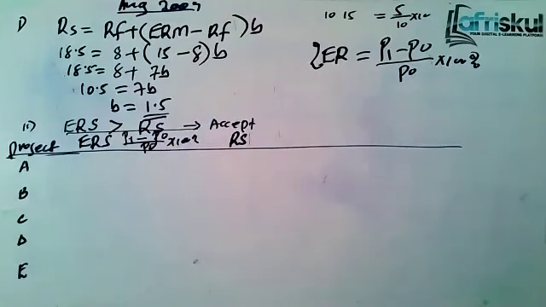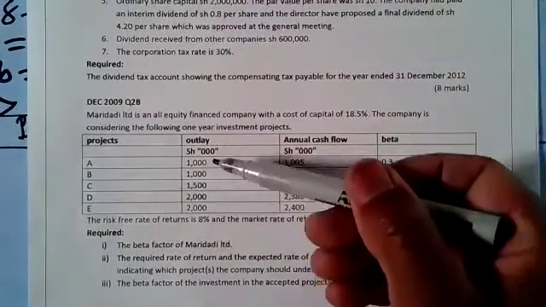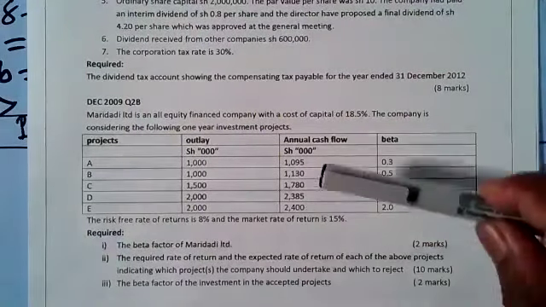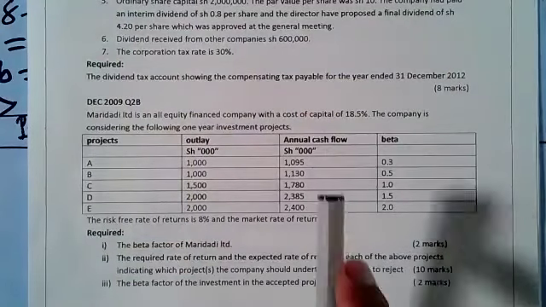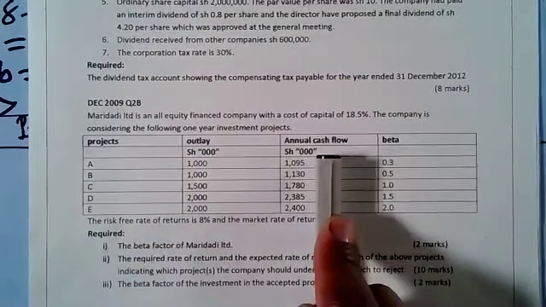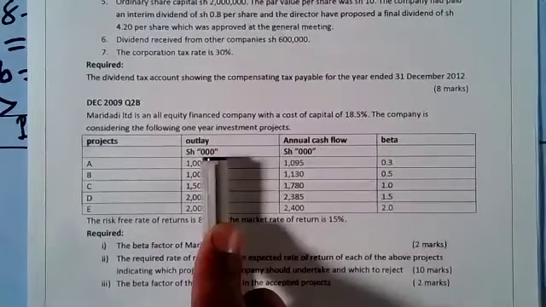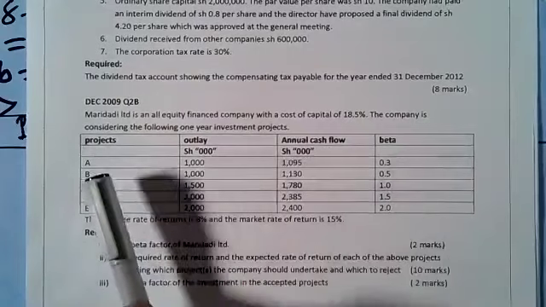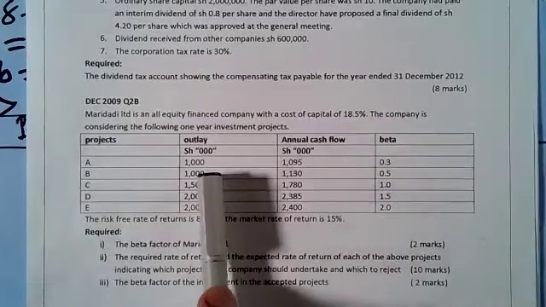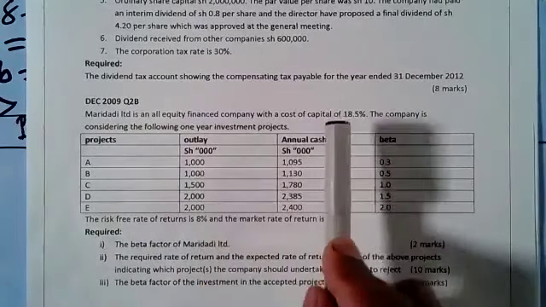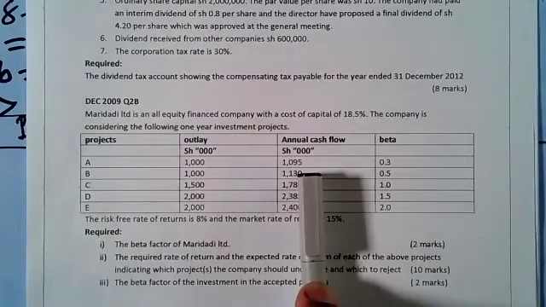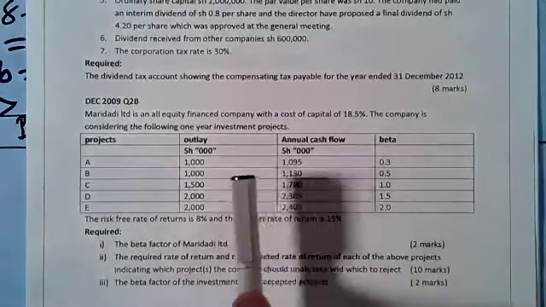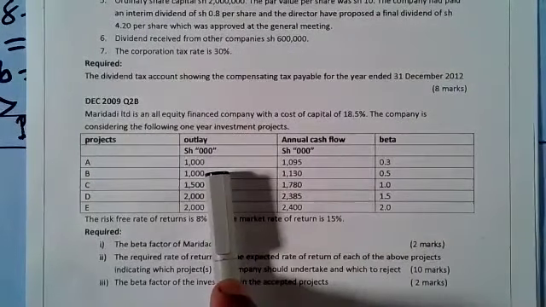How do you get P0? Based on this question, we have the outlay and we have the annual cash flows. The cash inflow becomes P1, and the cash outlay becomes your P0. In short, you are trying to get the return. For example, project A, you had invested 1,000 and you expect to get 1095. That means you have a return of 95. So you take 95 and divide by 1,000. That's how you get that.